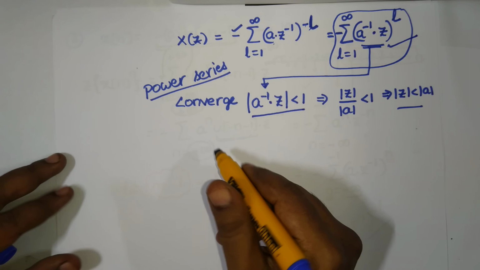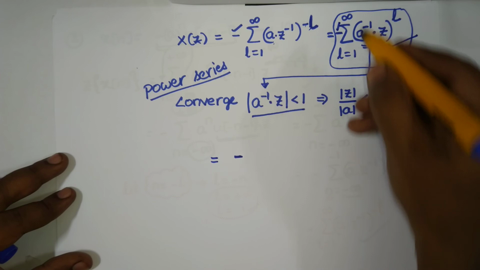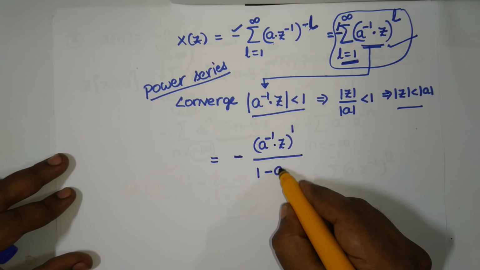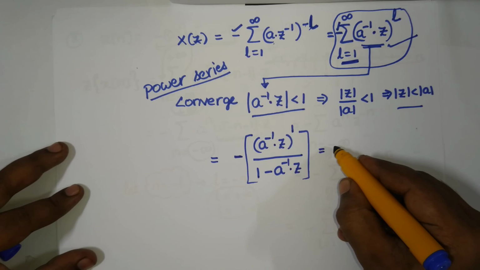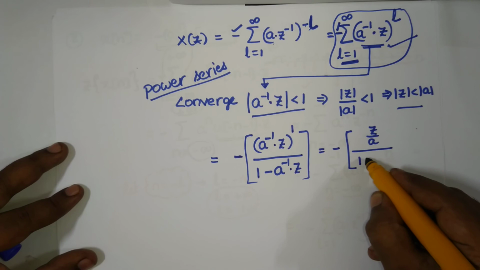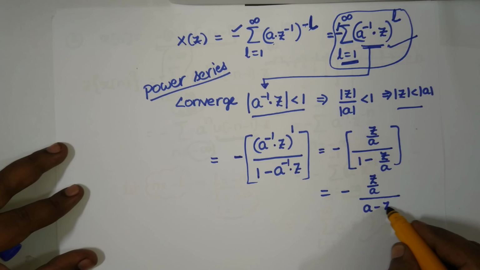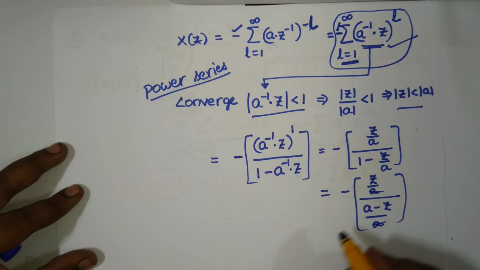Yeah, so that is minus, this minus is minus again. So minus, you have a inverse z power, just lower limit, that is 1, divided by 1 minus a inverse z. Okay, so we have this. Now if you try to find this, you have z over a in the numerator. Here you have 1 minus z over a. Okay, so therefore we get minus z over a divided by a minus z over a. So we get like this. So these two fellows are ruled out of race. Now you have minus and this is a minus, so this one I can make it like this.